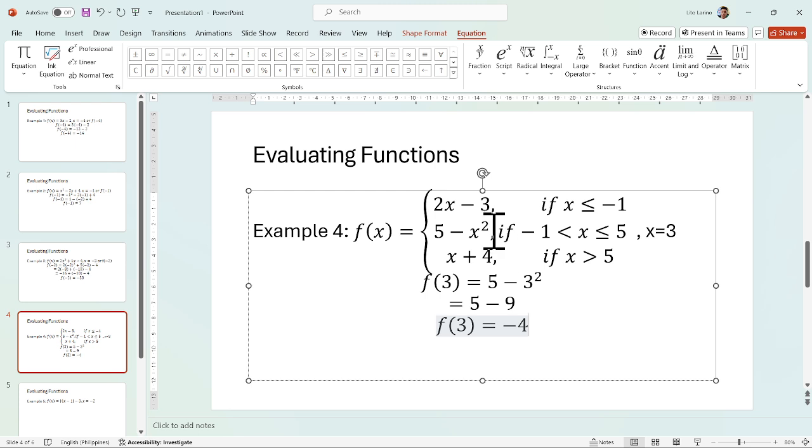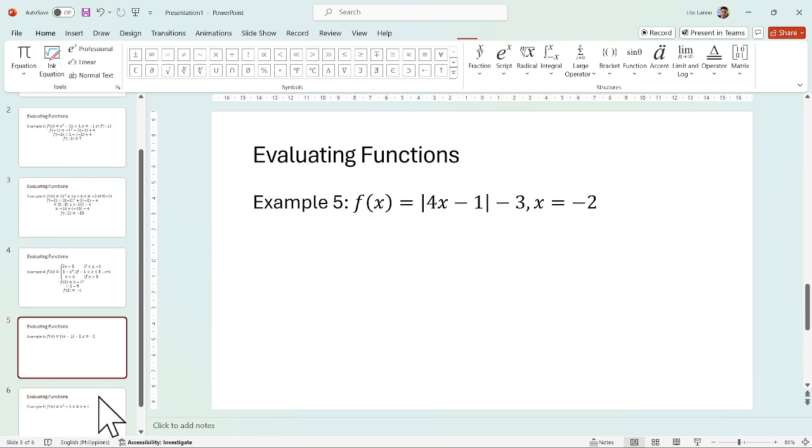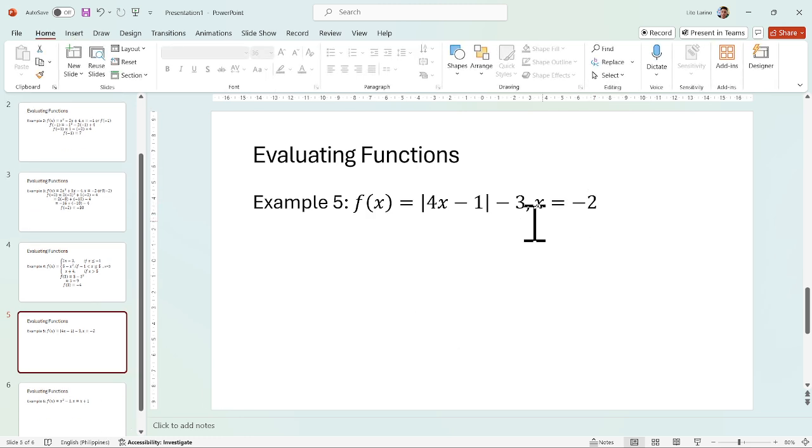We used the expression where the domain, or the x, falls under, and that is 5 minus x squared. We always do this in all piecewise functions that we are going to evaluate. Don't forget that you look at the conditions here, where your specified value falls under. And the last example that we have is an absolute value function.